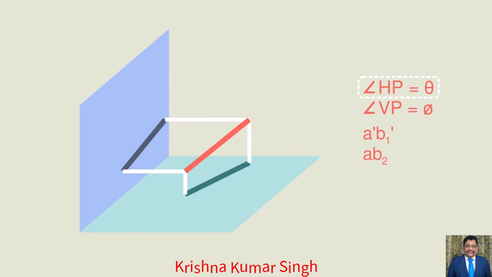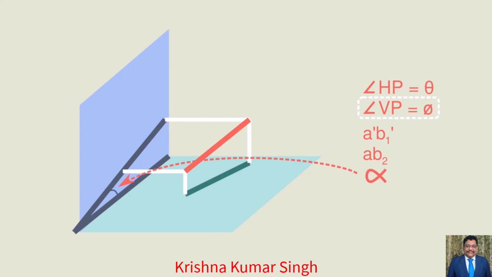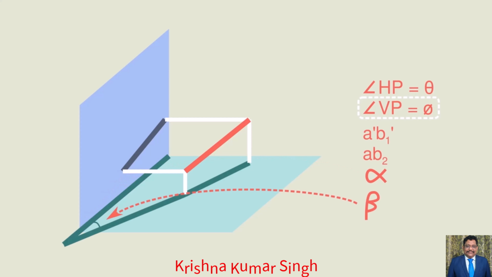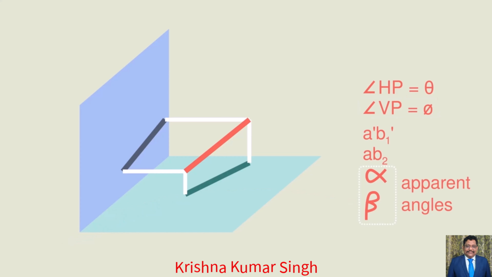Angle of true length with HP is theta. Angle of true length with VP is phi. The angle of front view with XY is alpha. Angle of top view with XY is beta. Here, alpha and beta are called as apparent angles.